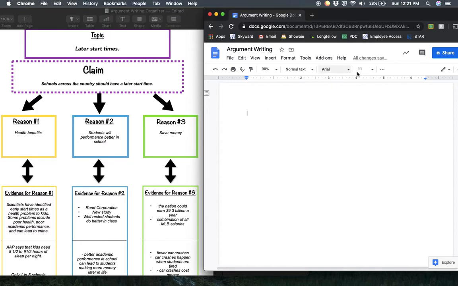So, let's begin. I'm going to start by turning this to size 12. I like Arial font, and I'm going to center it here in bold to make my title. My title will have to do with the topic. So my topic is later start times. So there I have my title. I'm going to hit enter, enter again. I'm going to left align, unbold, and I'm ready to go.